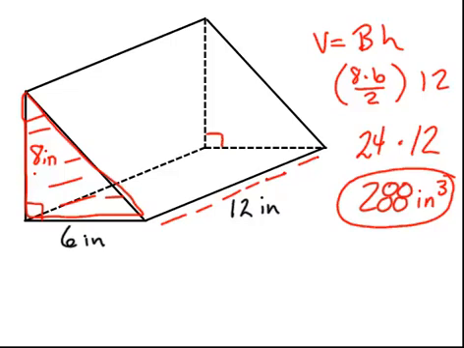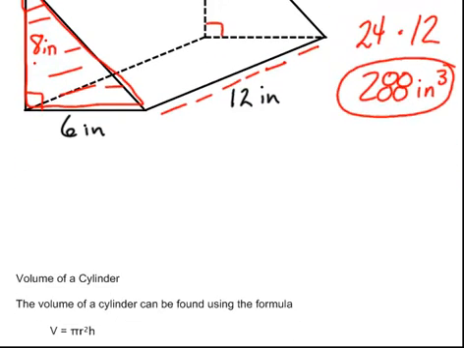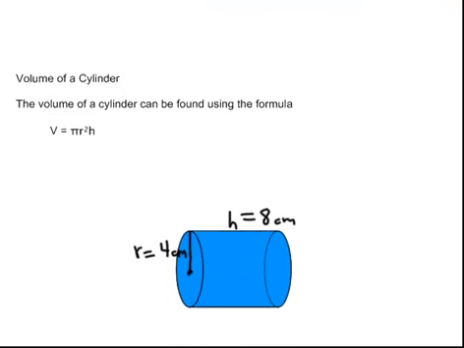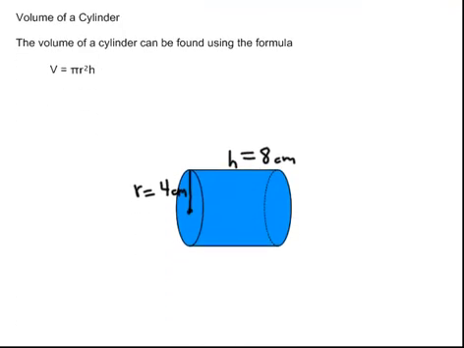Okay. Well, enough with prisms. Let's move on to cylinders. Now, a cylinder, recall, is like a soup can or a coffee cup or something of that nature. To find the volume of a cylinder, it can be done using this particular formula. Now, it is very simply the same. Volume equals the area of the base times the height.